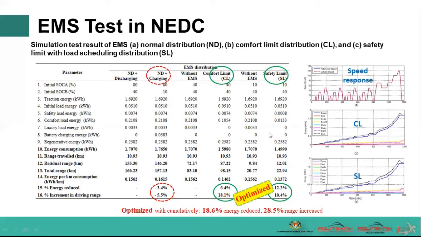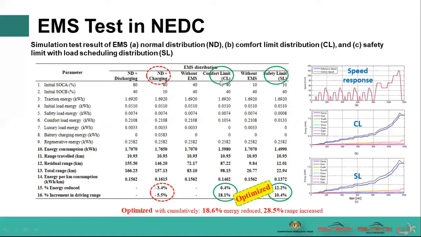During normal distribution, a low voltage battery can be in discharge or charging state. During charging, the low voltage battery will act as a load instead of supply. That's why the energy consumption is increased and driving range is decreased, so that's why we have this negative figure down here.